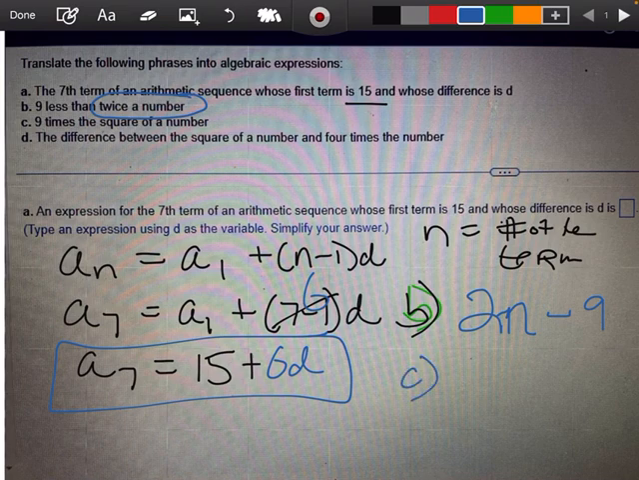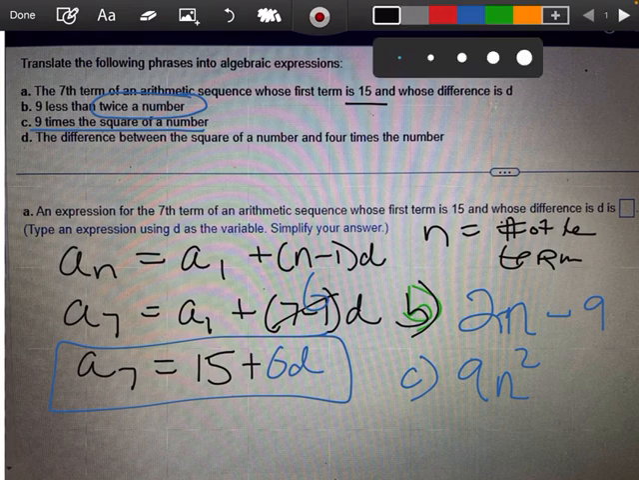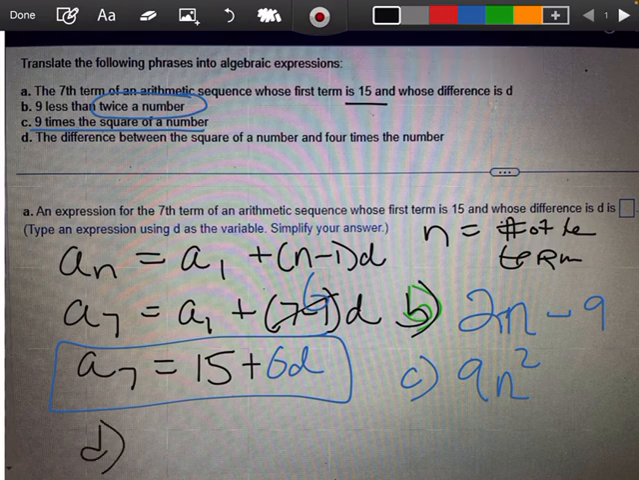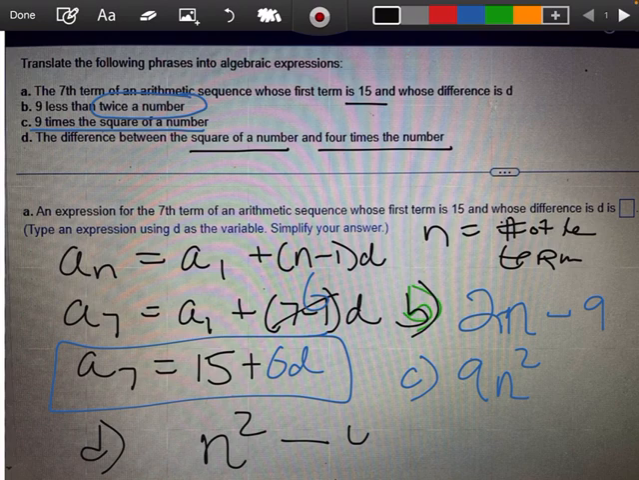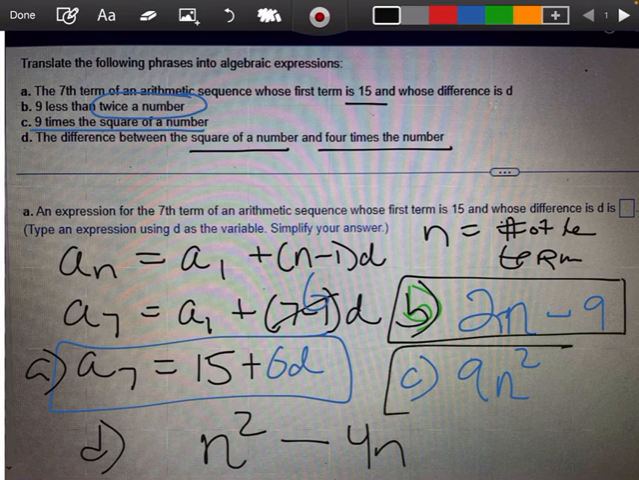Part C says 9 times the square of a number. The square of a number, y'all, would be n squared, so 9n squared. Then part D says the difference. Remember, difference means we're going to subtract. The square of a number would be n squared, and 4 times the number would be 4n. So here's my answer for part A, and here I am for part B, part C, and part D.